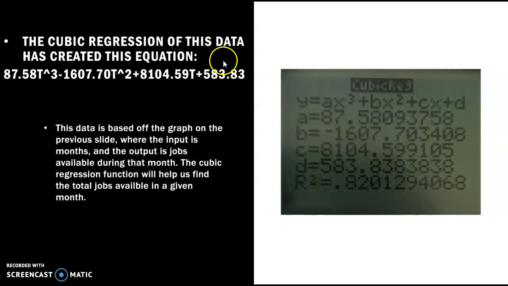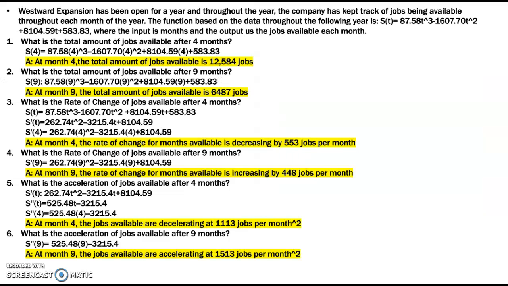The cubic regression is this equation right here. This data is based off the graph on the previous slide, where the input is months and the output is jobs available during that month. And the cubic regression function will help us find the total jobs available in a given month. Here are some of the calculations on mainly month 4 and month 9, which are some of the busiest times.